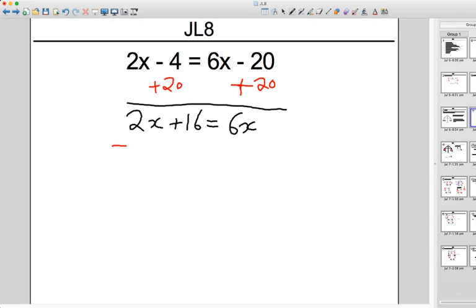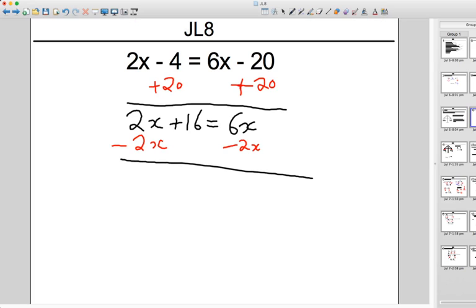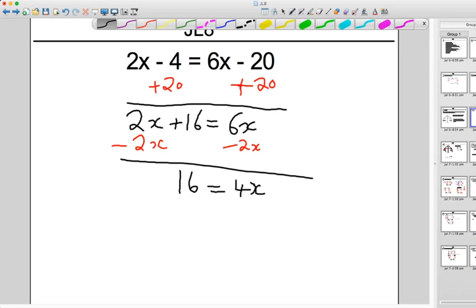If I get rid of 2x here and 2x here, this is going to generate 16 equals 4x. So you can have it with the number first and the algebra last. Same thing. It's just written back to front.